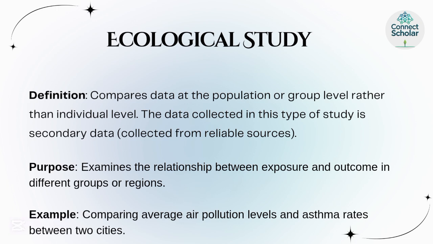The purpose of this kind of study is that it examines the relationship between exposure and outcome in different groups or regions. So just like in cross-sectional study, we are observing the relationship between exposure and outcome, but in this case, we are also mentioning that this relationship can be compared with other groups and other regions, people from other regions or people from other races and ethnicities. An example of this kind of study can be comparing average air pollution levels and asthma rates between two cities.